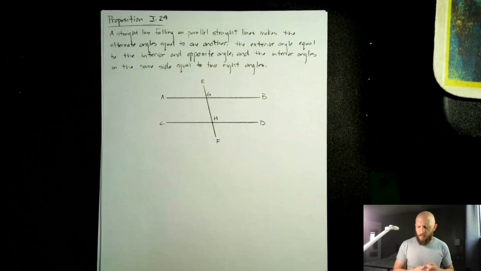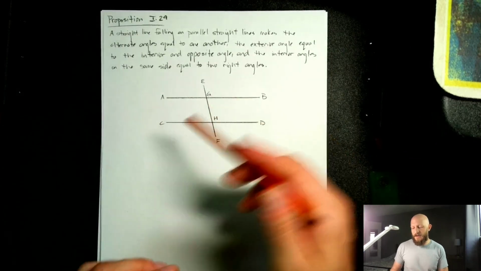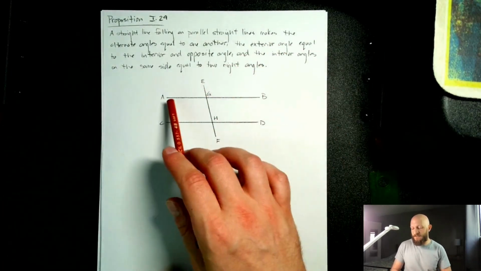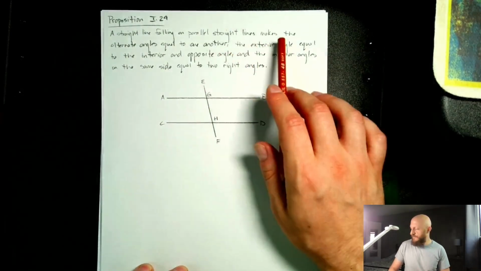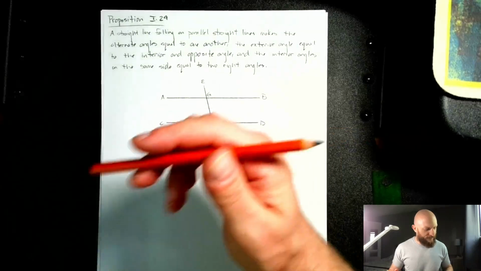All right. Prop 29 says a straight line falling on parallel straight lines makes the alternate angles equal to one another, the exterior angle equal to the interior and opposite angle, and the interior angles on the same side equal to two right angles. So the claim is that if you have two lines that are parallel, then you get these three results.